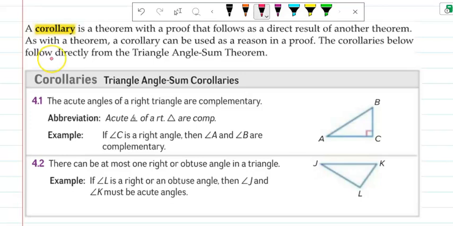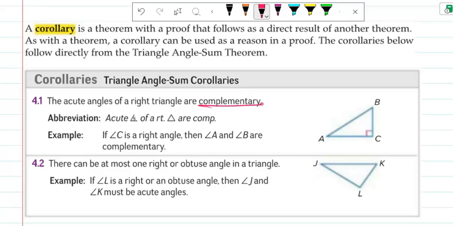Okay, so a corollary is just another way to say theorem or postulate. They all kind of mean the same thing. Corollaries are usually shorter, but just kind of a postulate or a theorem that you can use. So it says the acute angles of a right triangle are complementary.